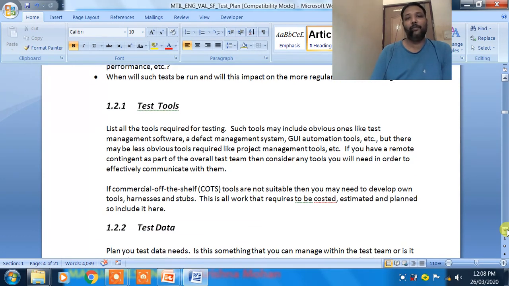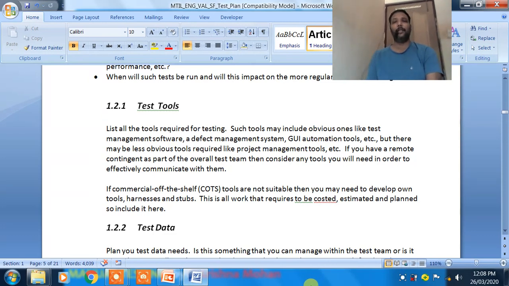If you are using any testing tools, like automation tools, or for load testing or performance testing, if you are using any tool like LoadRunner, it has to be mentioned over here. And whether you are getting the tools from external sources, from a vendor or like that, it has to be mentioned over here.